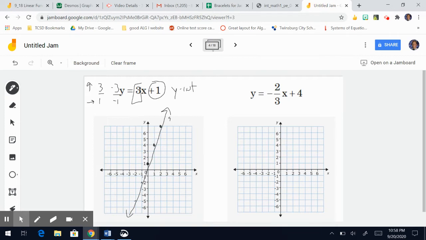All right, so where do we start for the next problem? Work your way from the back to the front. So +4 is going to be right here, the y-intercept. It's always going to be on that y-axis. That's why we're calling it the y-intercept.